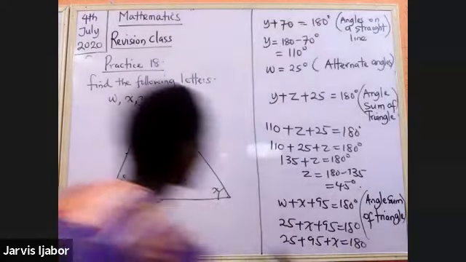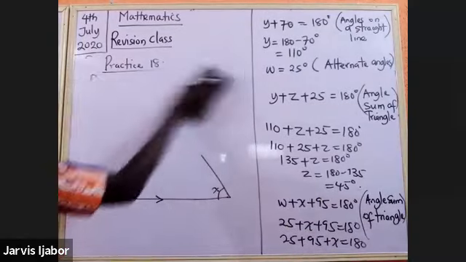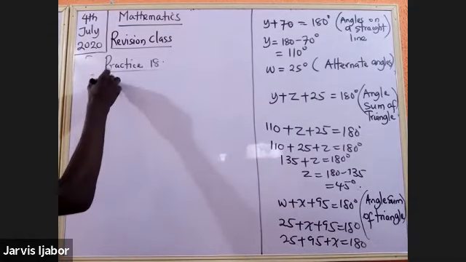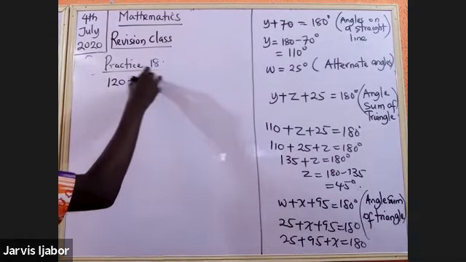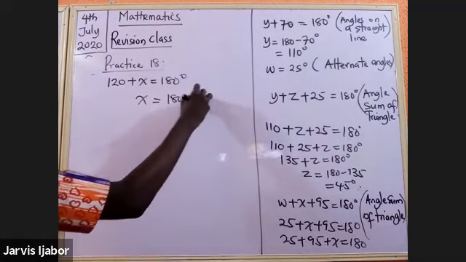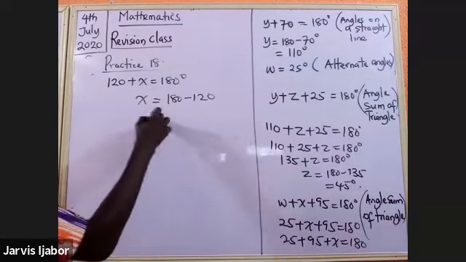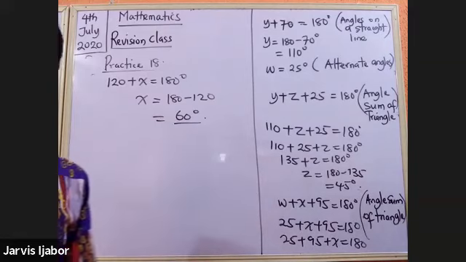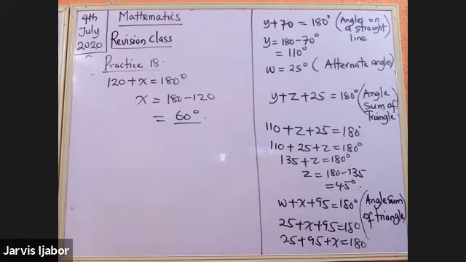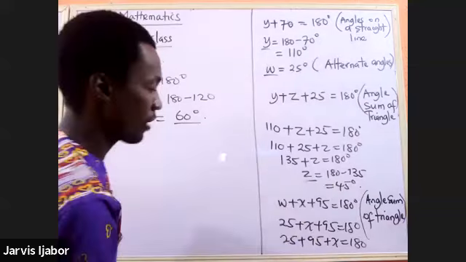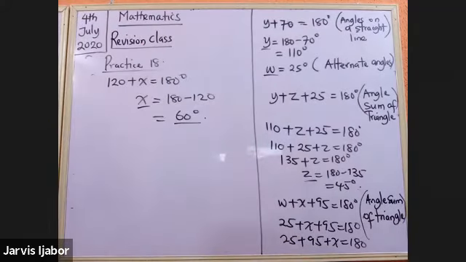So at this point, I can now wipe this off. And then it will now be 120 plus x equal to 180 degrees, meaning that x is equal to what? 180 minus 120. Hope I got that right. And that will be equal to 60 degrees. Please, while you're revising, you can verify my answers. All right, so we have gotten y, w, z, and x. So everything is well solved.